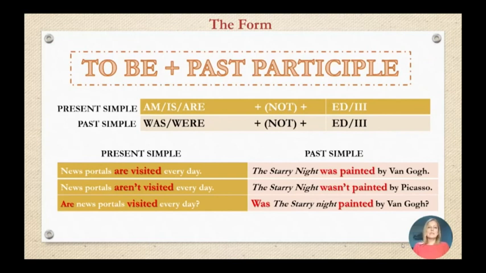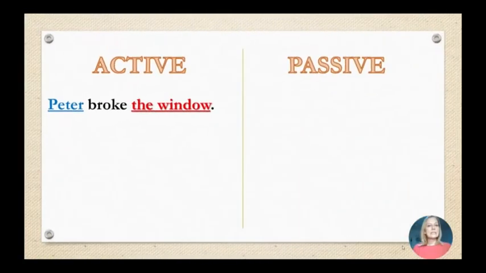Past simple. The Starry Night was painted by Van Gogh. The Starry Night wasn't painted by Picasso. And if we want to make a question, then again we start with the verb to be. Was the Starry Night painted by Van Gogh? So let's say a little more about the form. That is, how do we form a passive sentence out of an active one?